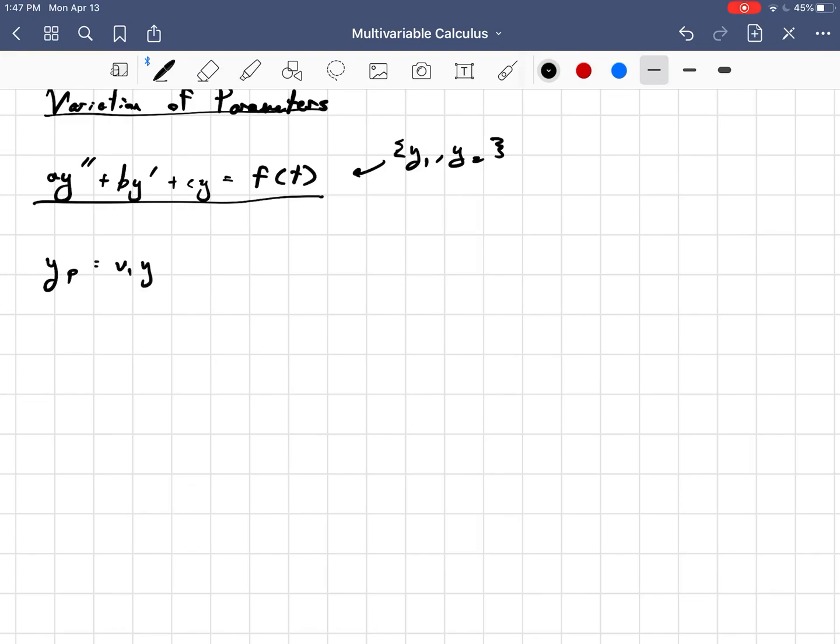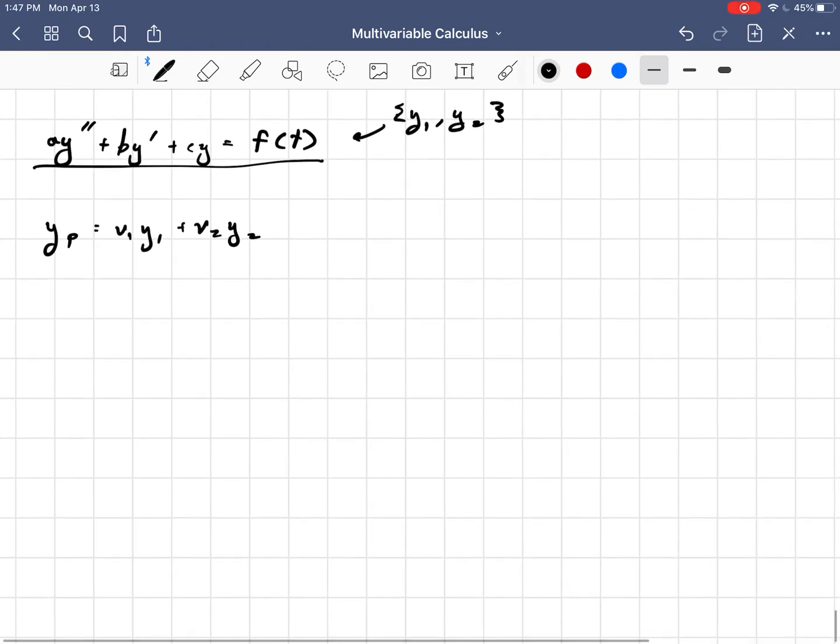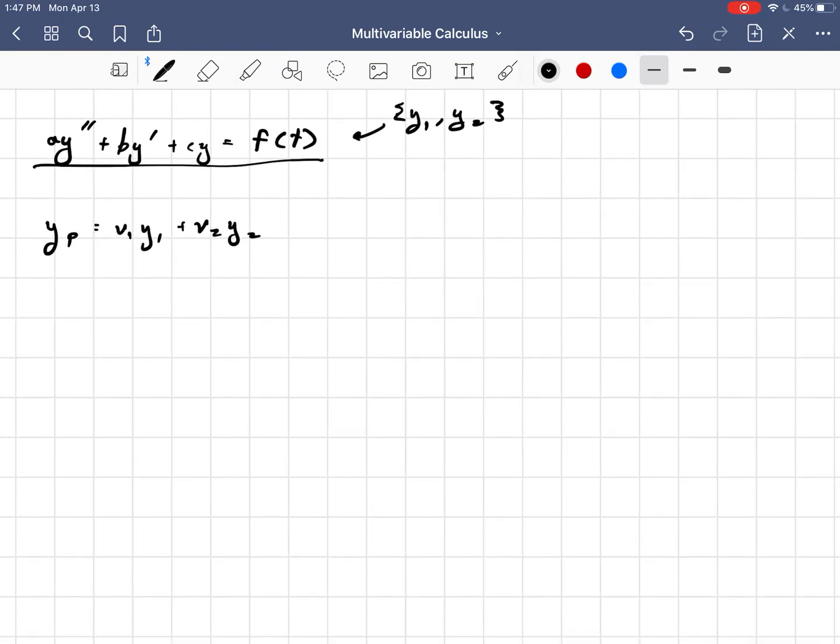Then we're going to assume that y sub p can be written in the form v sub 1 y sub 1 plus v sub 2 y sub 2, where v is some other unknown function of t that we're going to try and find. So if I were to differentiate this, I'm going to have to do it twice. I have to use product rule twice as well. That's v sub 1 y sub 1 prime plus v sub 1 prime y sub 1 plus v sub 2 y sub 2 prime plus v sub 2 prime y sub 2.